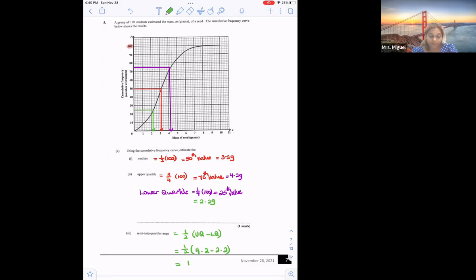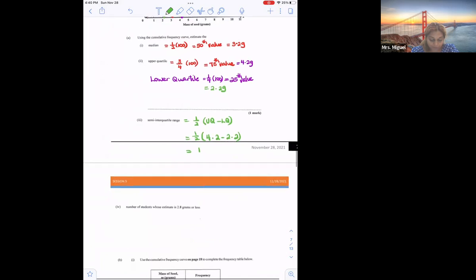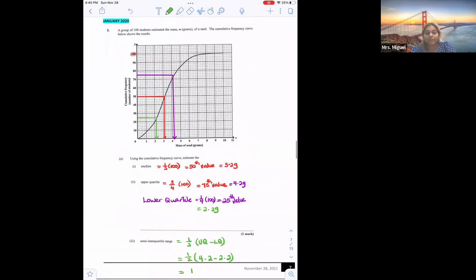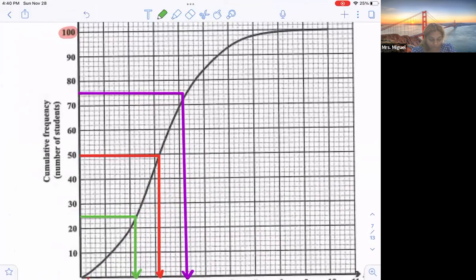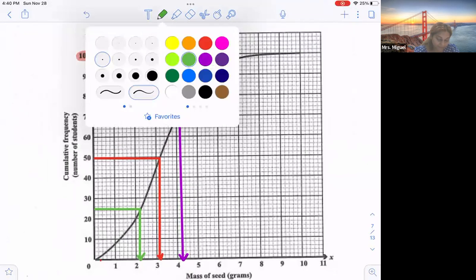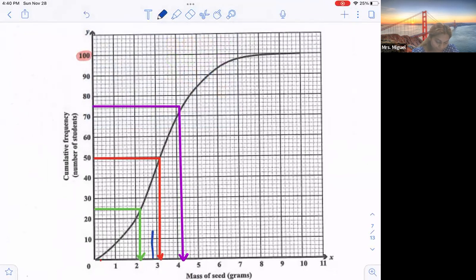The next part of the question says, the number of students whose estimate is 2.8 grams. So 2.8 grams. We're going up. Here will be 2.8. We're going straight up there, and straight to the curve here. Straight to the curve. Straight across.